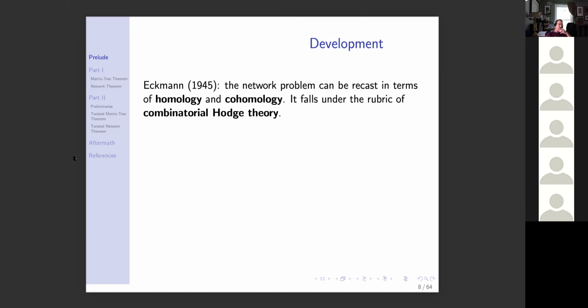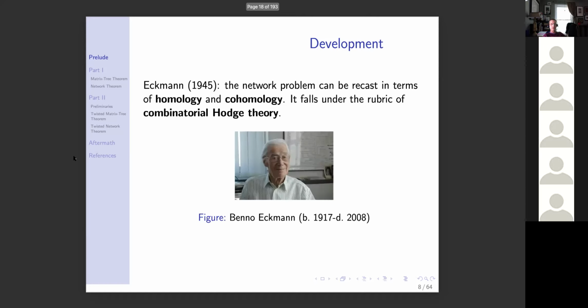So Eckmann's great achievement, if you will, is that he explains how it falls under the rubric of what became known as Hodge theory, or in this case, combinatorial Hodge theory. Here's a picture of Benno Eckmann. I actually saw him talk before in the 1980s. And he was an interesting man. He's a Swiss mathematician, and he was a student of the great Heinz Hopf.